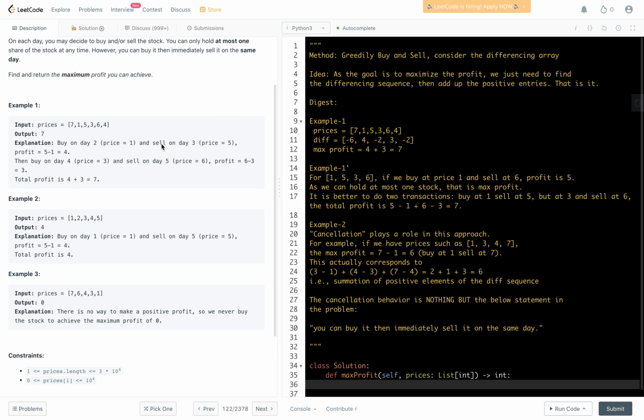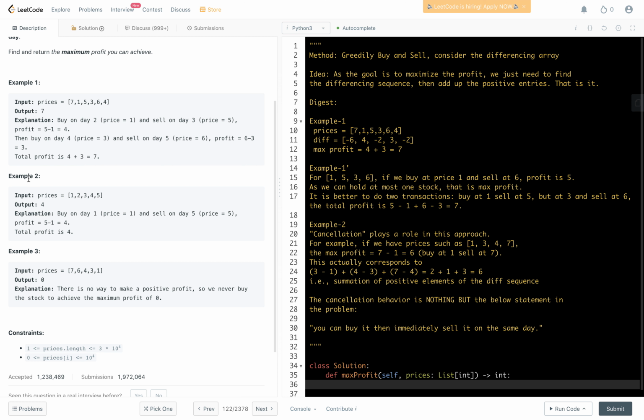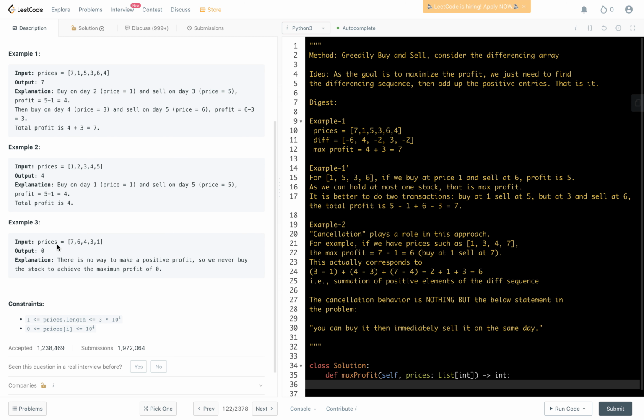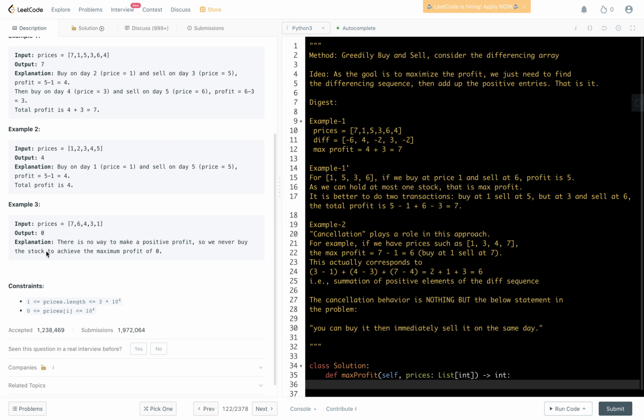So here are three examples. So in example 1, the output is 7. So the explanation provides a strategy. So in example 2, the prices are increasing. So one strategy is that we buy at price 1, then we sell at price 5. So the profit is 4. So in example 3, the prices are in decreasing order. So the output is 0, so no profit.